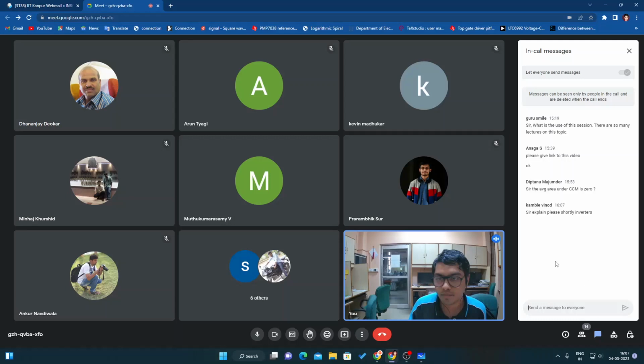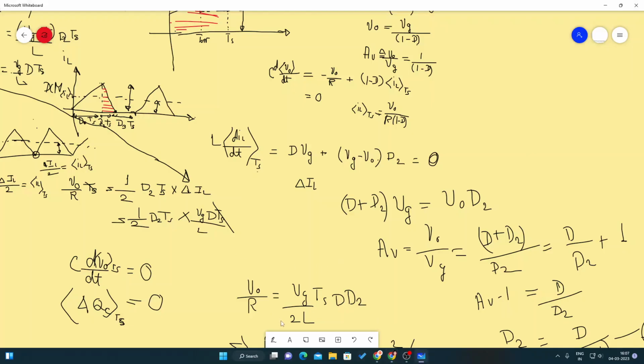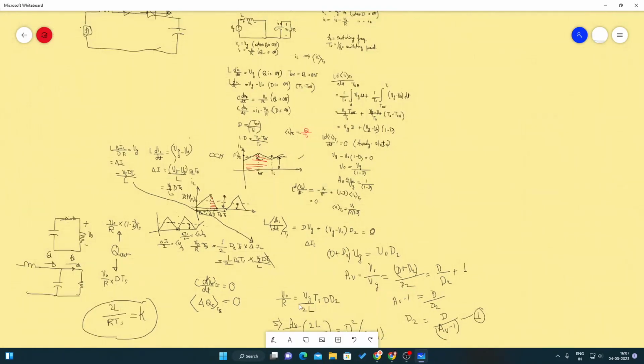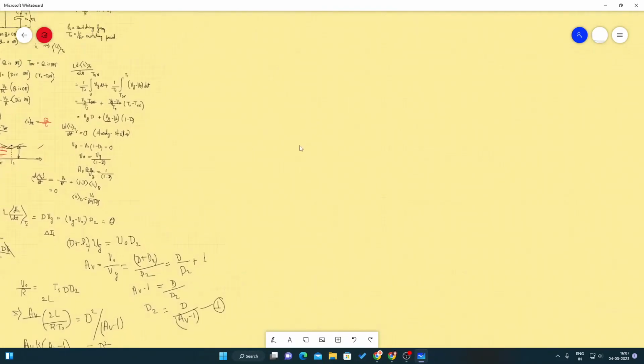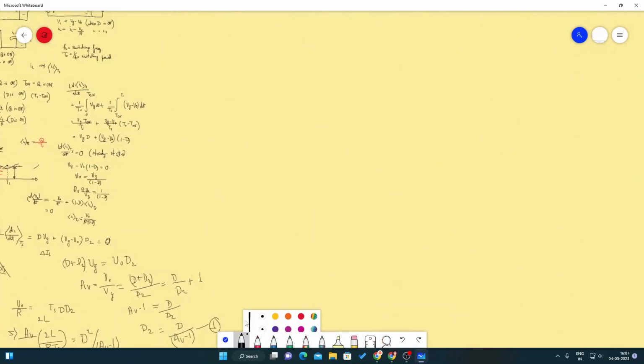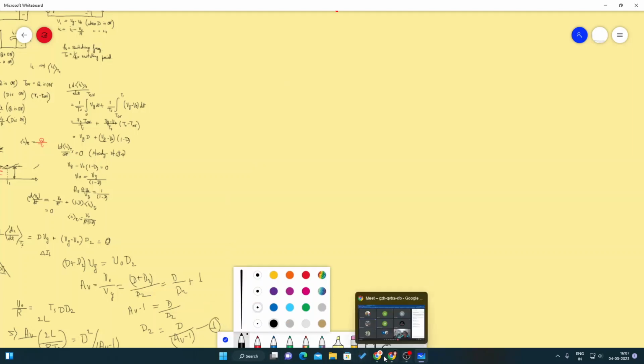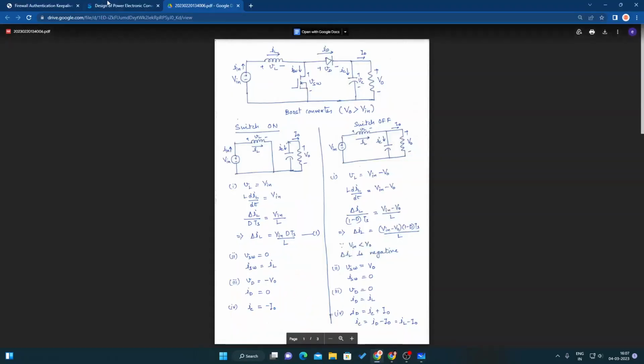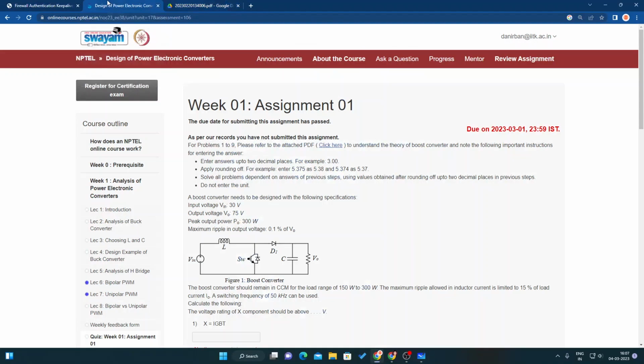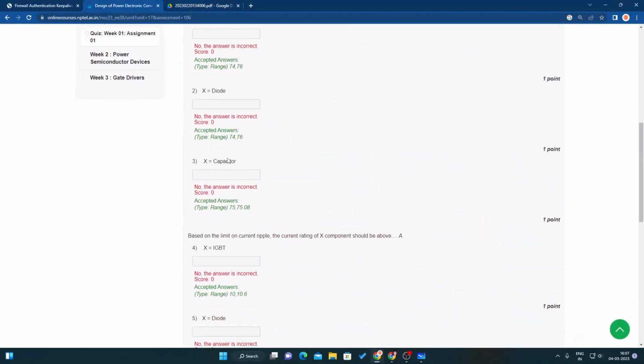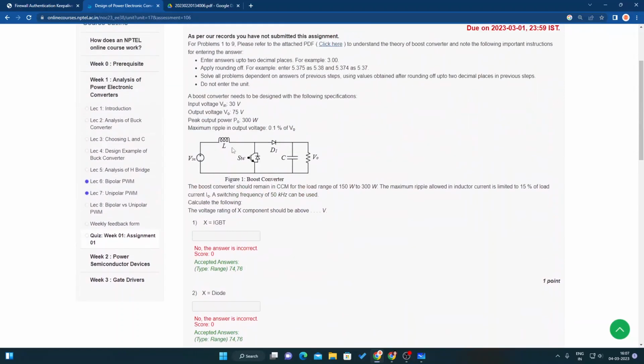Sir, explain please shortly inverters. Oh, inverters. Excuse me, sir. Sir, can you please open that assignment of project 1 regarding that boost converter? I've opened. Okay, sir. I have one doubt regarding the current rating of the switch, current rating of the. Current rating. Okay. Just wait.